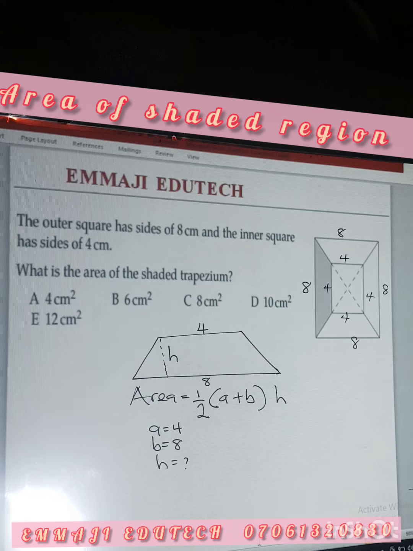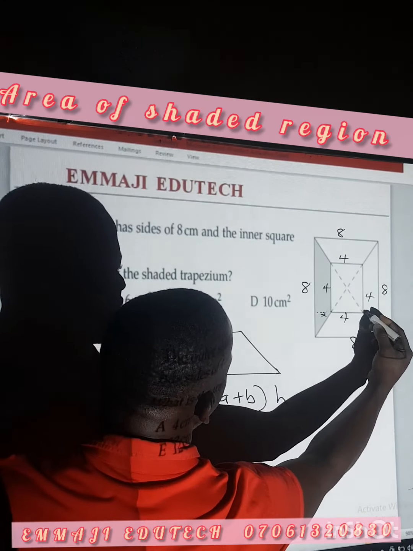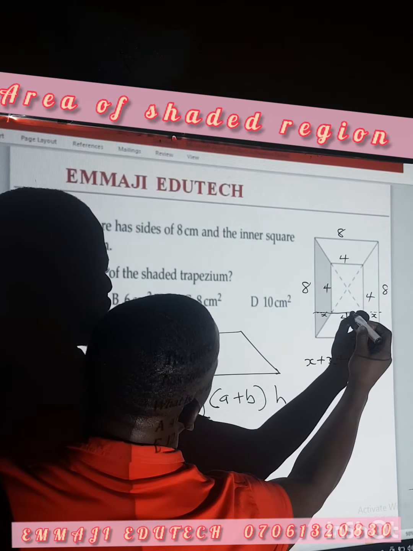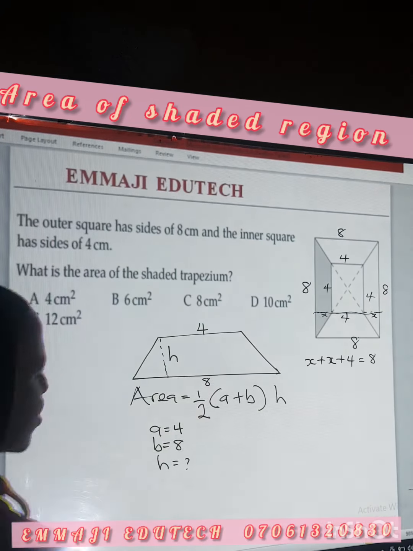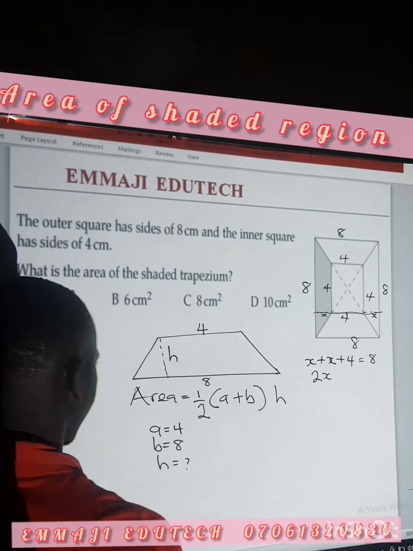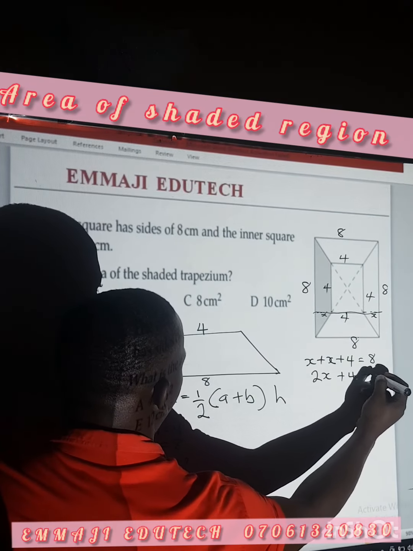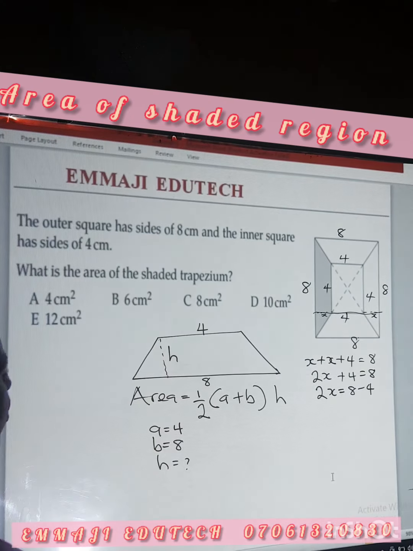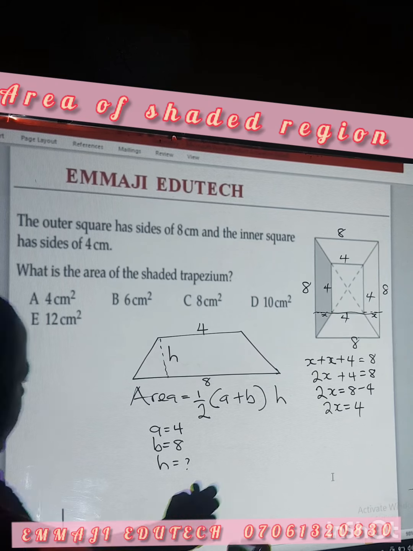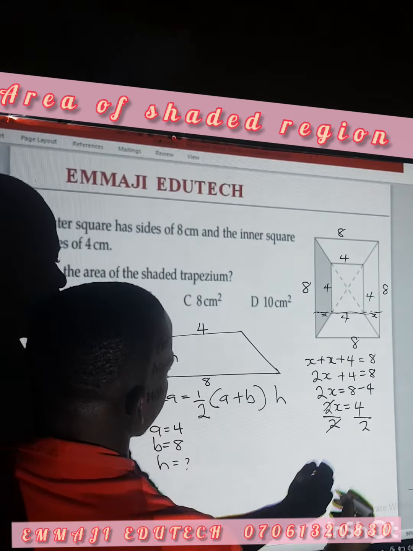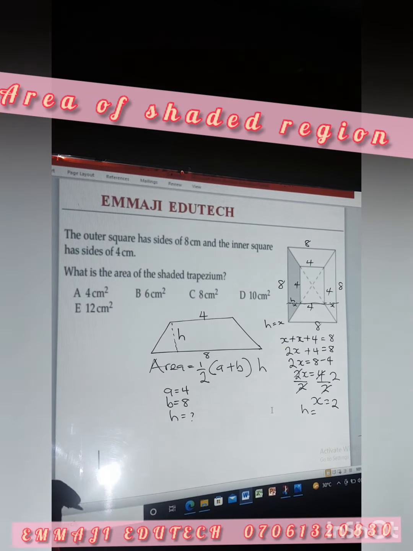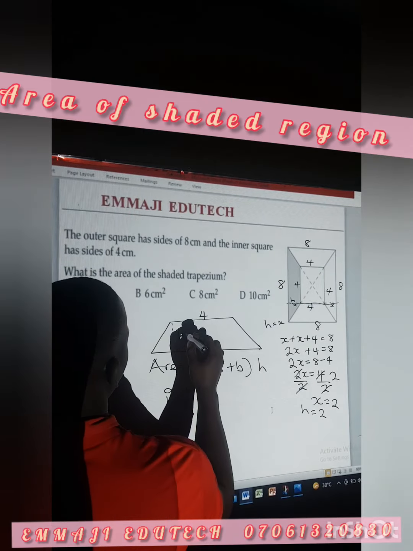Now, how do we go about it? We will find that here to here, let's call X. Here to here, let's call it X. Now we find that X plus 4 plus X, we have 2X plus 4 equals 8. We collect our like terms. We have 2X equals 8 minus 4. Now, 2X equals 4, we divide both sides by the coefficient of X, which is 2 over 2. This will cancel this. We have our X is 2. So, in other words, our H is equal to 2. So, we have H is 2.